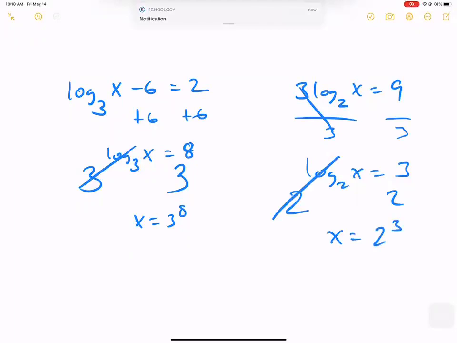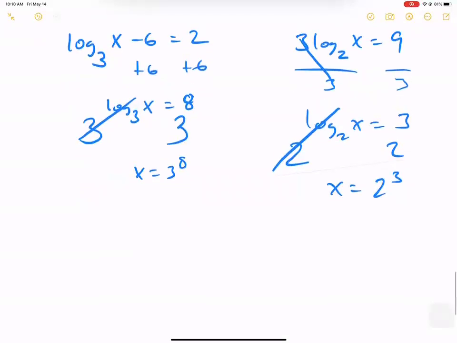I would never have guessed this answer. Nope, not me. But let's see if this is the right answer. 2 cubed is 8. Would this have been true? 3 log base 2 of 8, would that somehow equal 9? How does this become 9? In what world does this become 9?